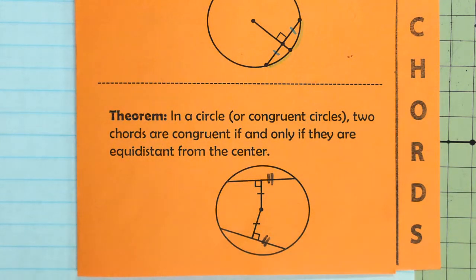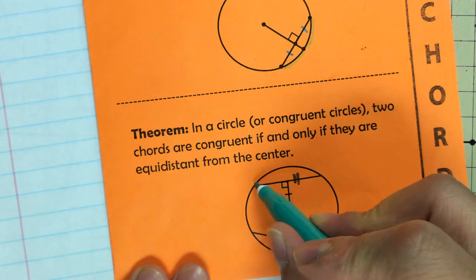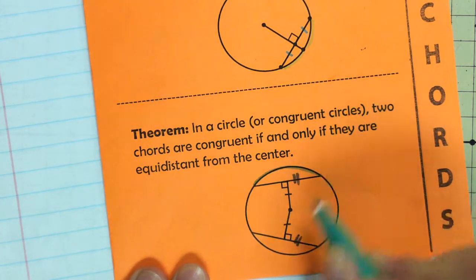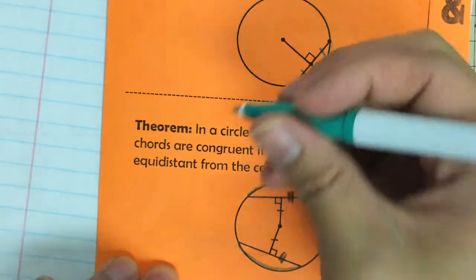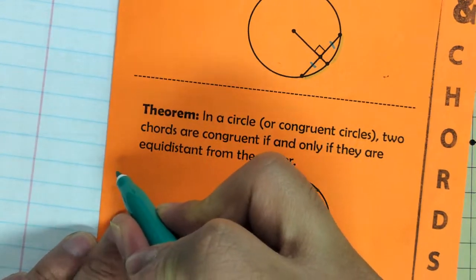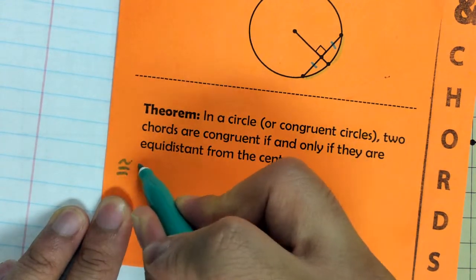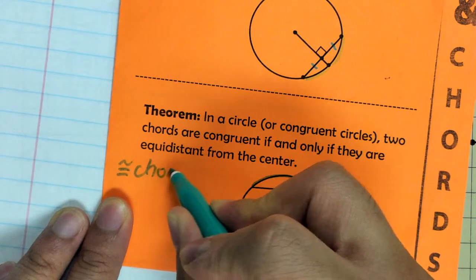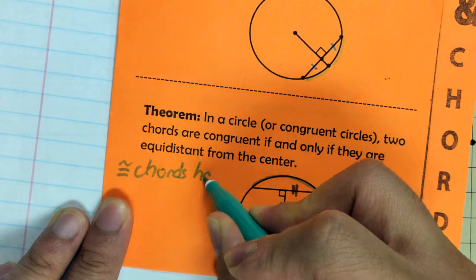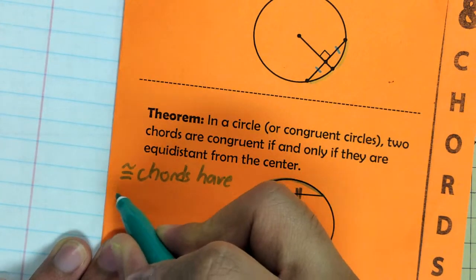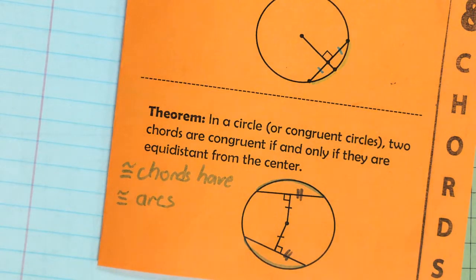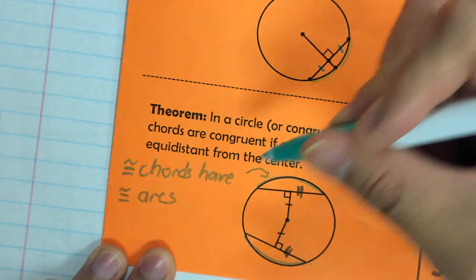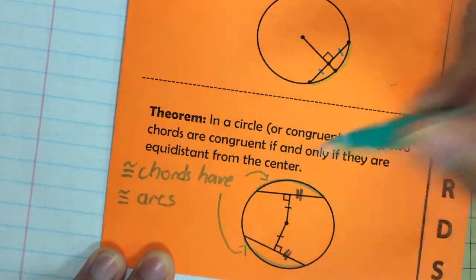And furthermore, I'll add an addendum to this. Congruent chords have congruent arcs. So this arc is congruent to this arc. So let me make that addendum. Congruent chords have congruent arcs. So that's what these mean right here.